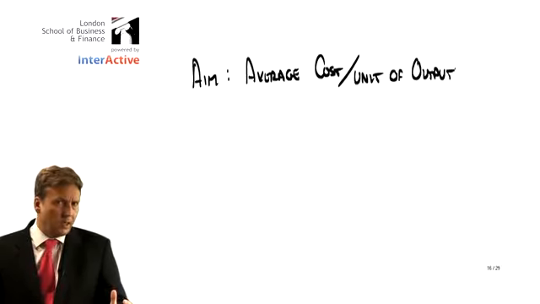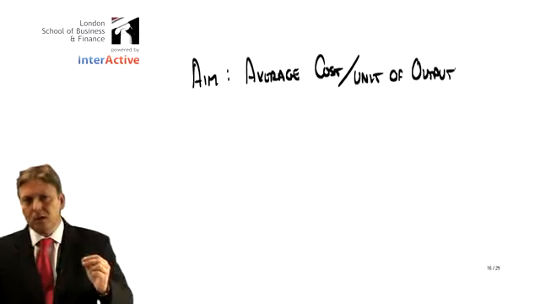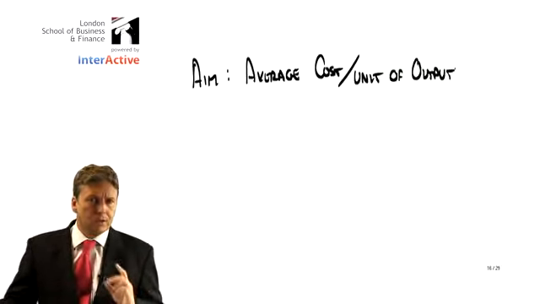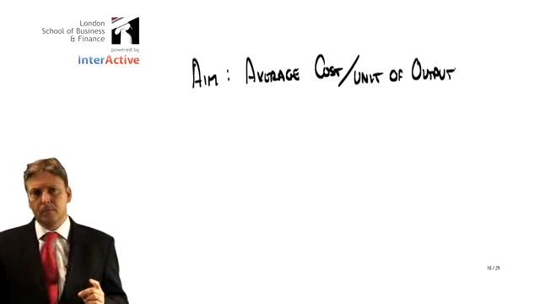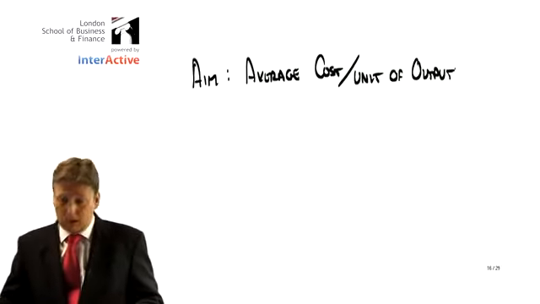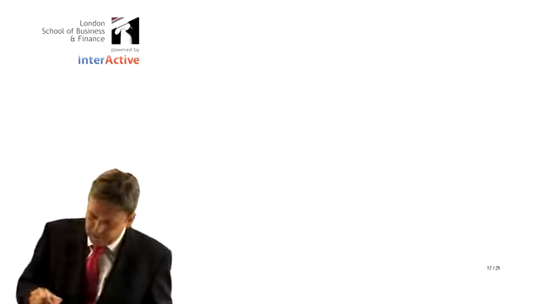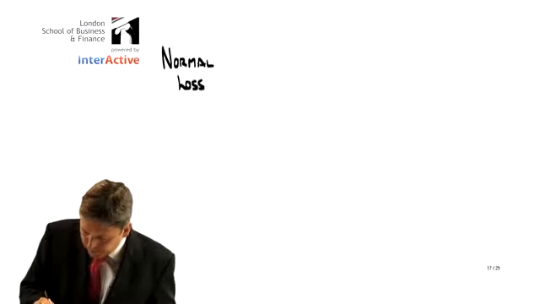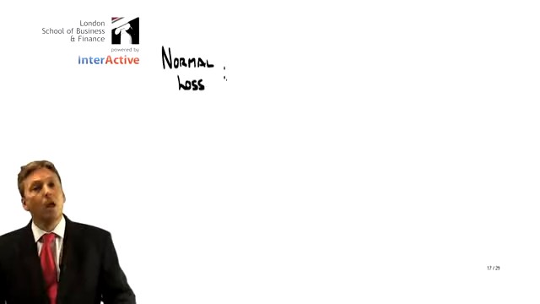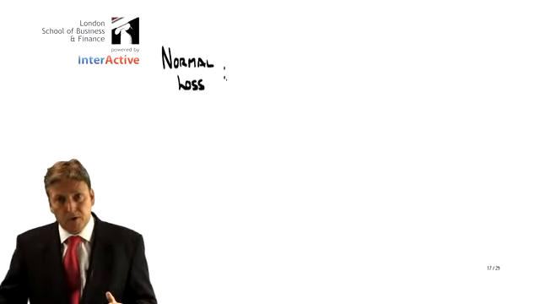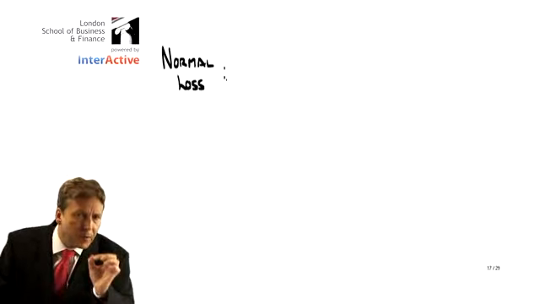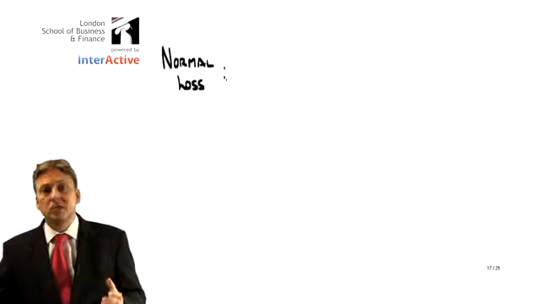Because not surprisingly in a topic like this, there's going to be quite a lot of bits and pieces designed to confuse. Don't let that happen to you. Let's look first of all at the sort of things that we would have to consider. The first issue is something called normal loss. When you're making a product in a process, it's possible that you expect, as part of the process, to lose some of the input.